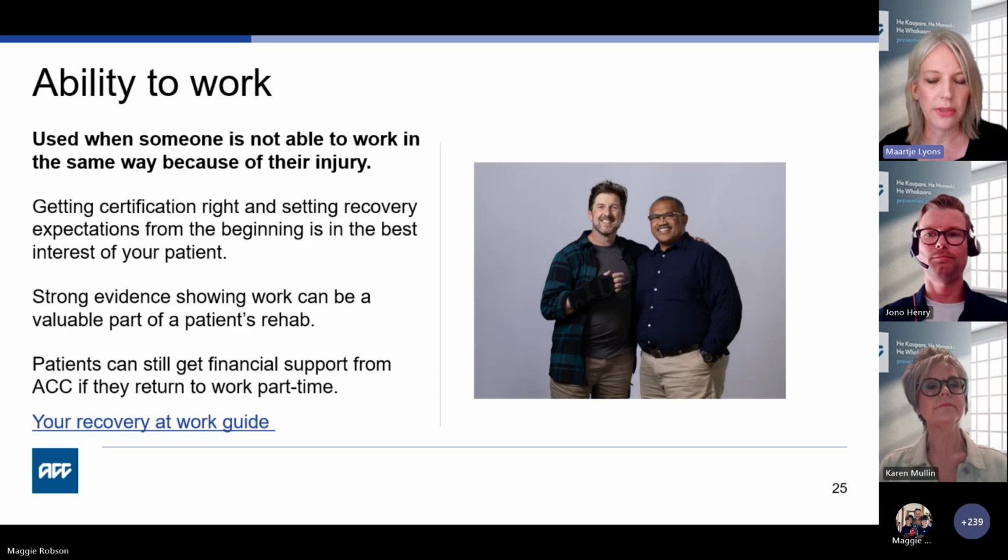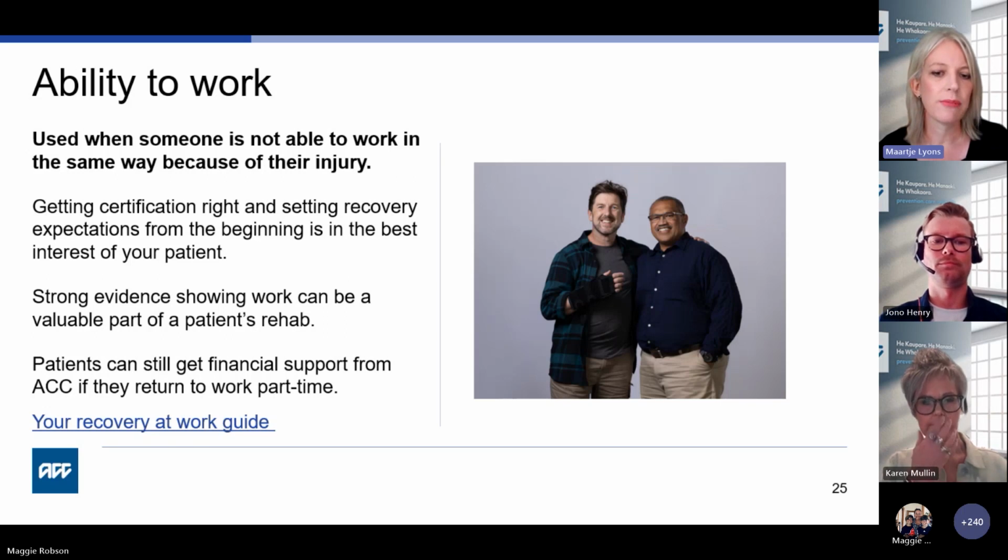Recovery at work can be an important part of rehabilitation for people who experience non-complex injuries. A person might not be able to do their usual job while they're recovering from an injury, but doing some tasks at work rather than staying at home can help them get better sooner. You can really help right from the time you complete an ACC 45 by getting the certification right, and you can also use this as an opportunity to set recovery expectations with your patients. And remember, your patient doesn't need to be certified fully unfit to receive financial supports.